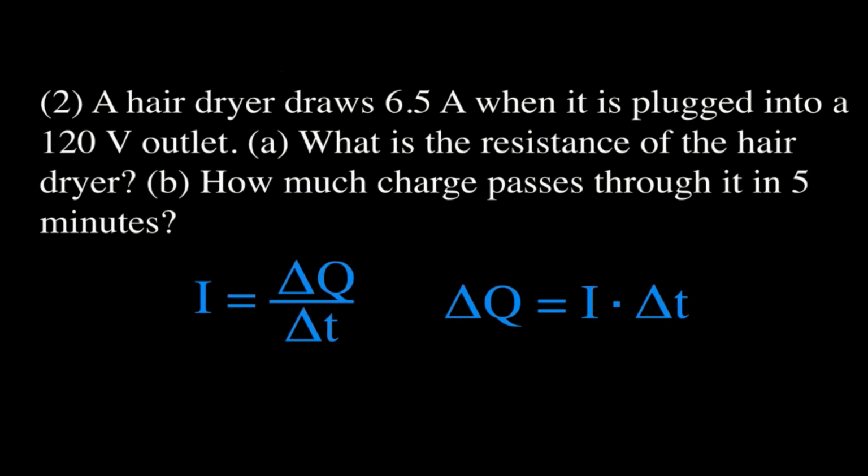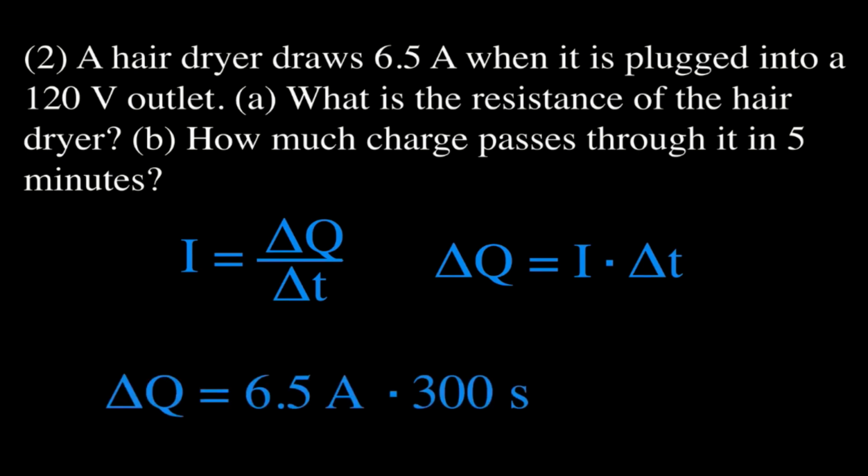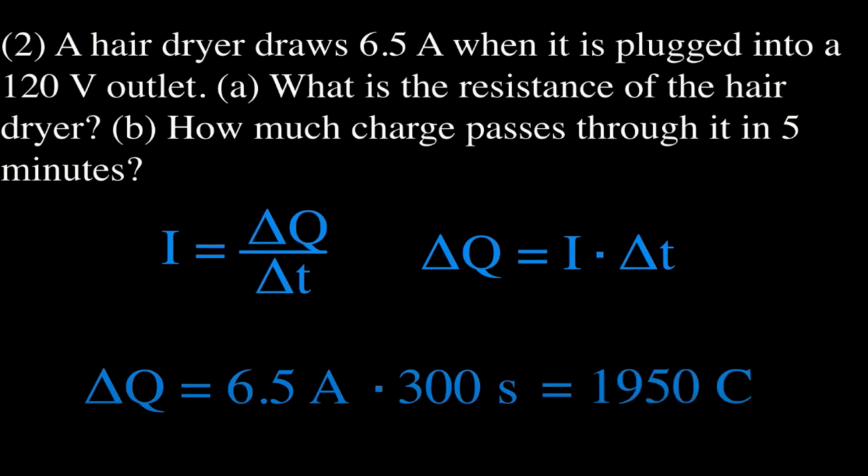Now for the B part, you use the formula I equals delta Q over delta T, and then you change that to delta Q equals I times delta T. Then you use the things that are also given in the question, and then you get the time just from doing normal math, and then the answer you should get is 1950 C.